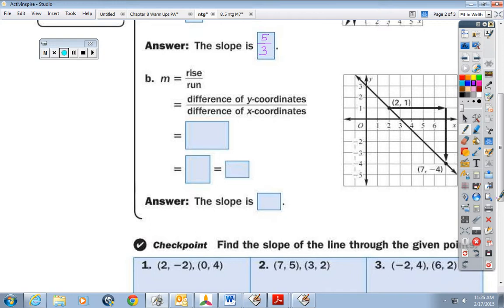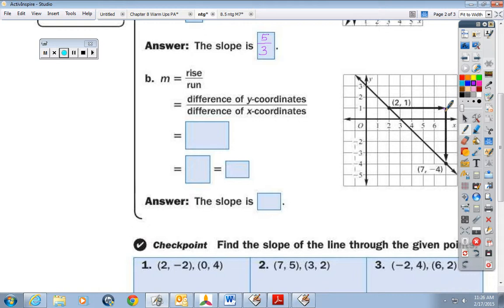To here, how many points did I have to fall? 1, 2, 3, 4, 5. Since I had to fall 5, that makes that negative. Now how many points did I have to run? 1, 2, 3, 4, 5. So I'm going to end up with negative 5 over 5.